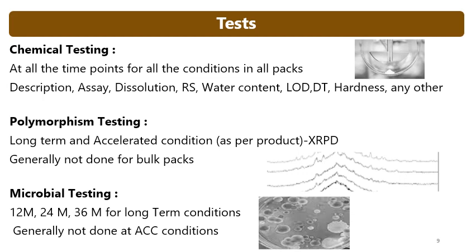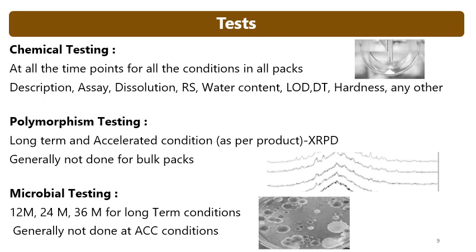Now, what are the tests? So, tests are physical testing, chemical testing, polymorphism testing, and microbial testing. Physical tests are like appearance, hardness, disintegration. These are some of the physical tests. Physical testing covers any change in the color, change in the shade of tablet, or change in the capsule color. So, these are the physical tests.